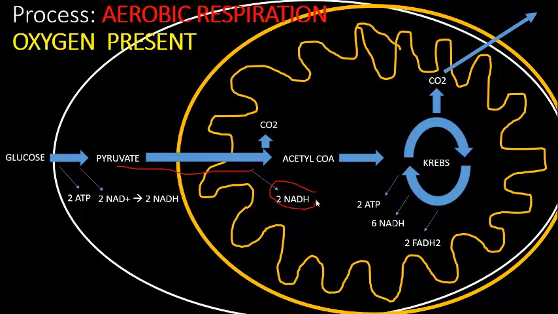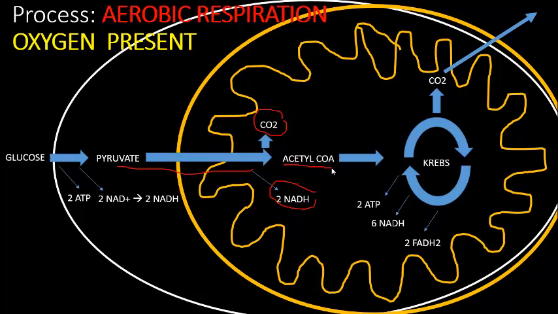NADH, again, an electron carrier. It's going to shuttle the electrons, in this case, that came from pyruvate, to the electron transport chain. When pyruvate gets oxidized, some carbons are lost, and those lost carbons are going to be lost as carbon dioxide. The end product of pyruvate oxidation is a 2-carbon molecule called acetyl-CoA.